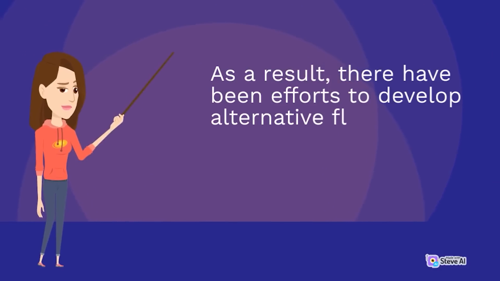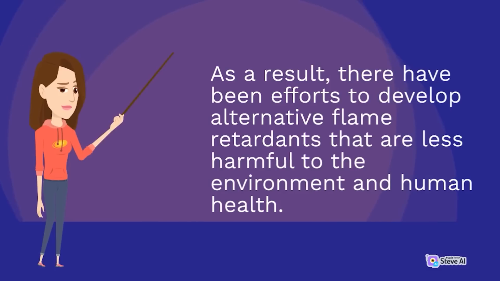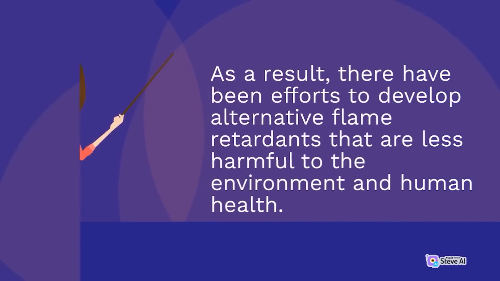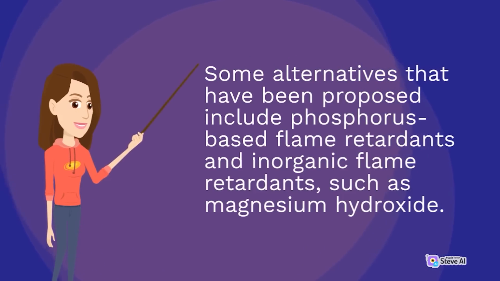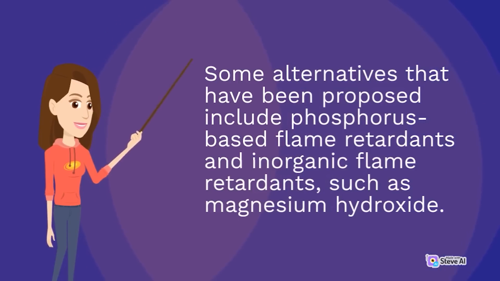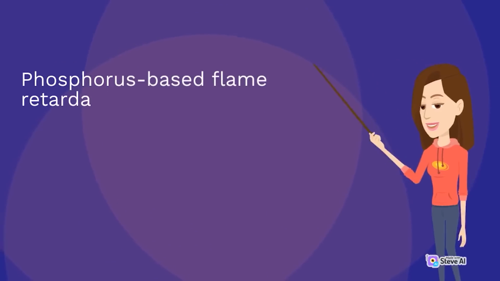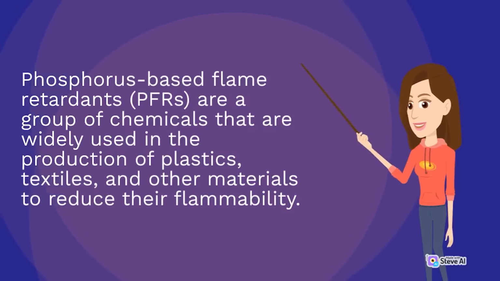As a result, there have been efforts to develop alternative flame retardants that are less harmful to the environment and human health. Some alternatives that have been proposed include phosphorus-based flame retardants and inorganic flame retardants, such as magnesium hydroxide. Phosphorus-based flame retardants, PFRs, are a group of chemicals that are widely used in the production of plastics, textiles, and other materials to reduce their flammability.